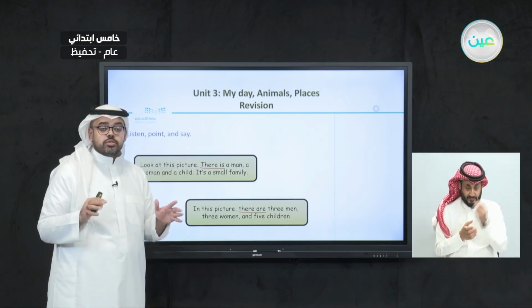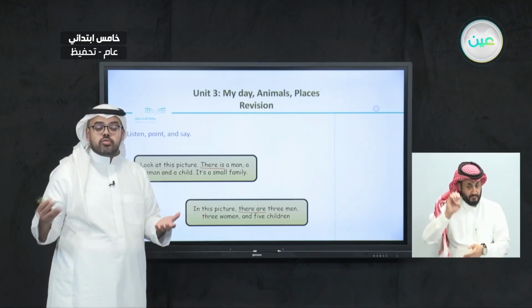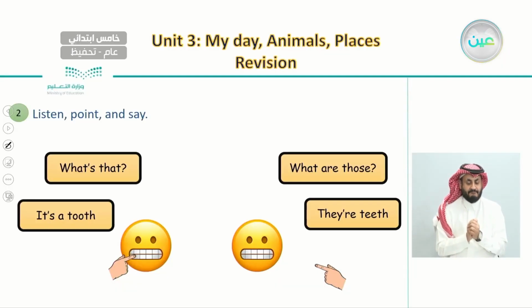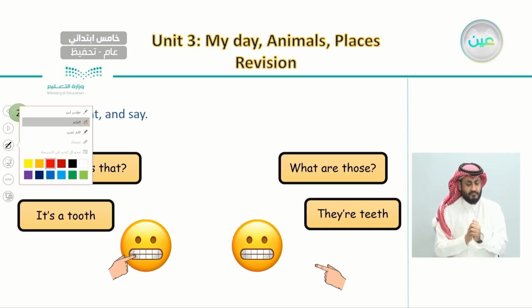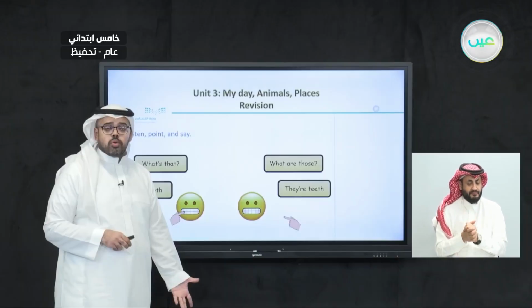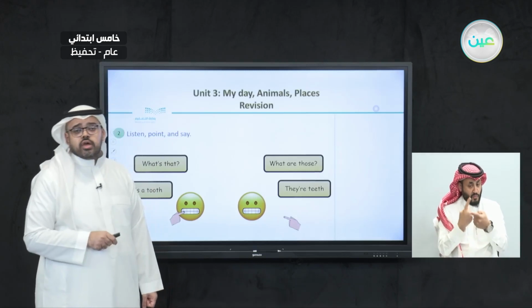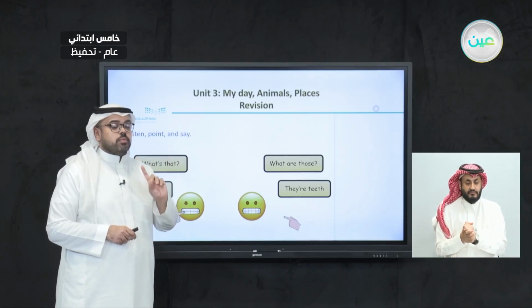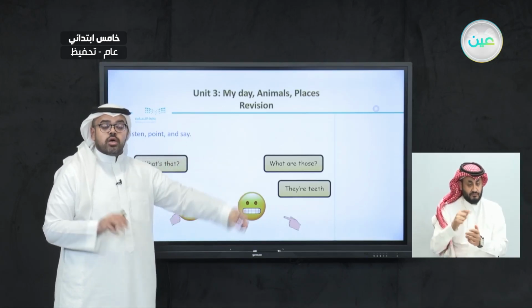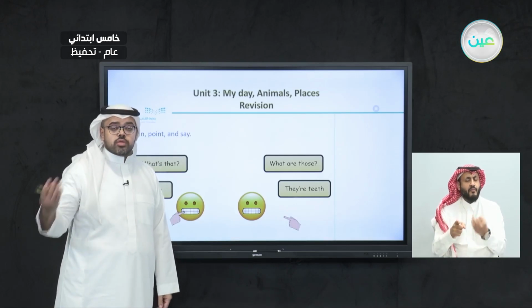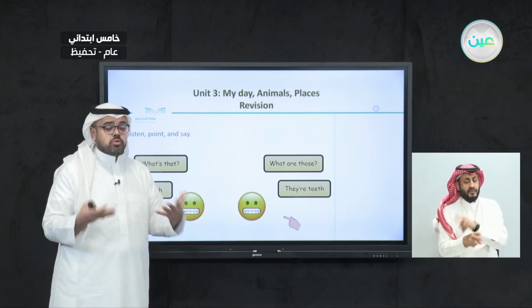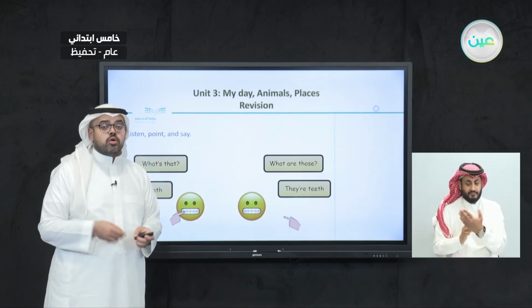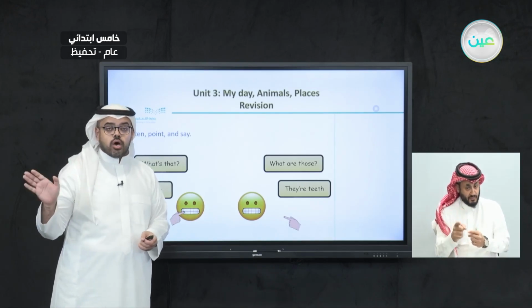And this is the difference between there is and there are. Also, what we learned is the difference between that and those. We said that if we're pointing at one thing, we would use that. If we're talking about one thing, what's that? But if we're talking about more than one thing, a group of things, or a plural, we would say, what are those?